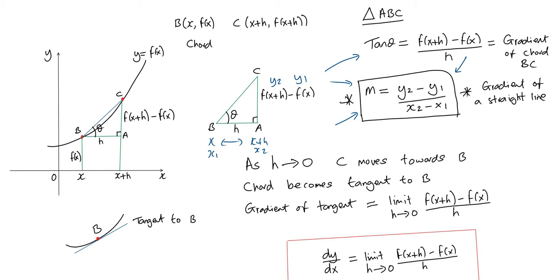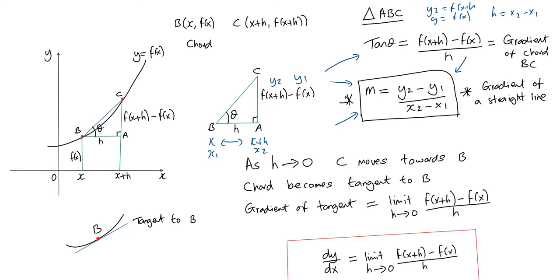which you know for a straight line. Now that's the first thing that confuses people, but you just have to think that really what we're saying is that y2 is equal to f(x plus h), and y1 is equal to f(x), and h is equal to x2 minus x1. That's all that means.